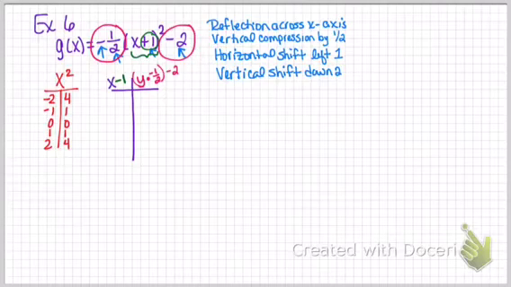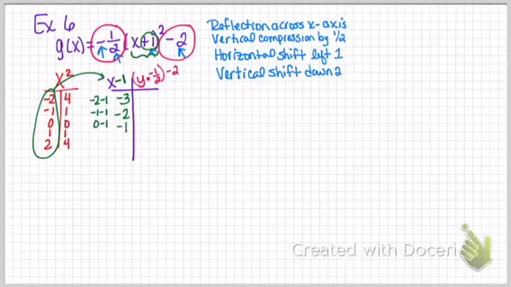Alright, so let's start with our x's. I'm going to take all of these x values right here, and we're going to subtract 1 from them. So negative 2 minus 1, negative 1 minus 1, 0 minus 1, and you can already see the pattern there, 1 minus 1, and then 2 minus 1.